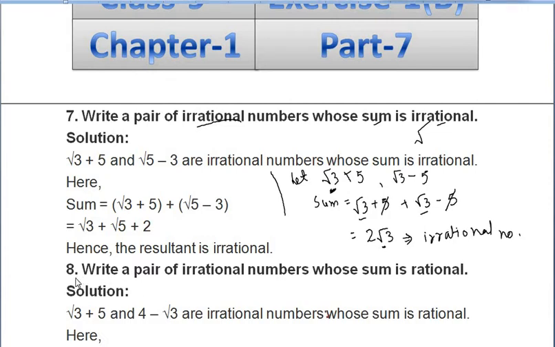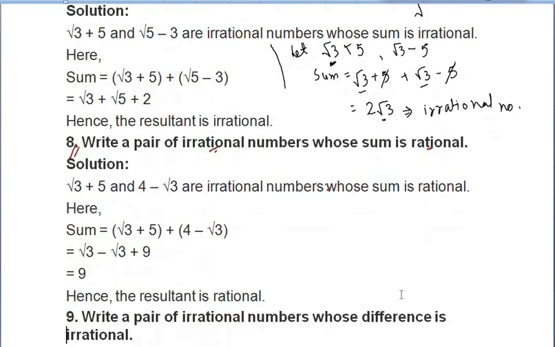Next question is question number 8. What is it saying in question number 8? Write a pair of irrational numbers, meaning the numbers should have under roots, whose sum is a rational number, but the sum should not be an irrational number. So let us consider, let two numbers be under root 3 plus 5 and the second number be 4 minus under root 3. We have to find the sum. So let us find the sum.